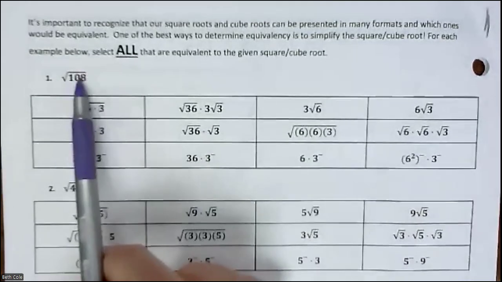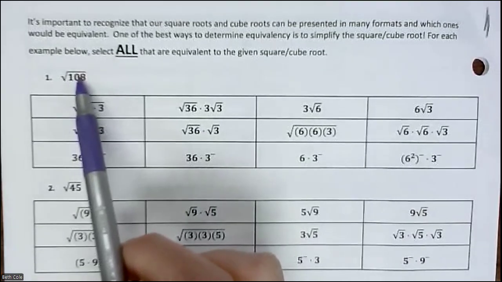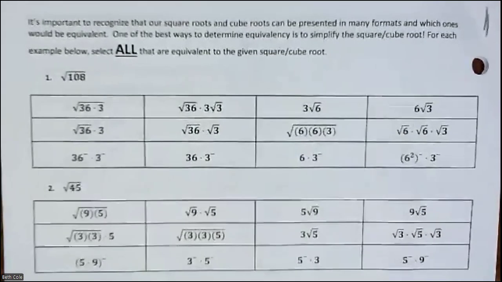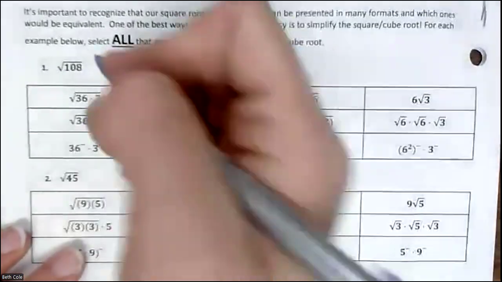What you can do is type square root of 108 in the calculator and you're going to get some weird decimal. And then you can type all of these one at a time and see if it comes out to the same thing. Do you get what I'm saying? Yeah. It's a tiny bit time consuming, but you will get the right answer. But I want us to actually work out the problem.